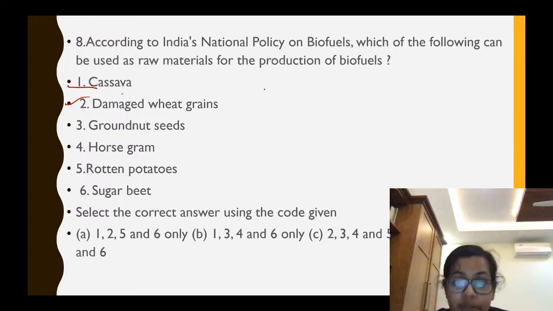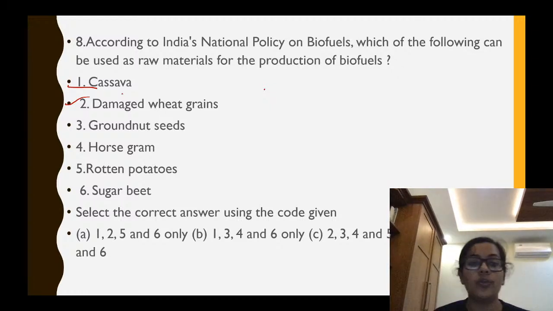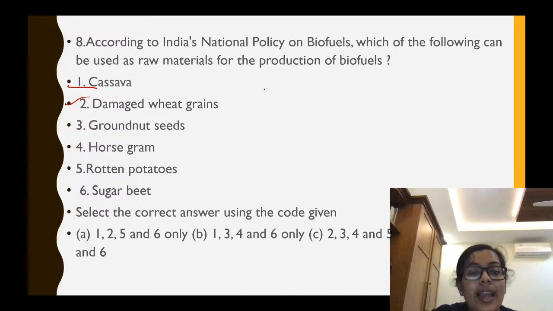The food culture of a country should not be affected. Cassava is a residual, so it will be used. Damaged wheat grains, since they are damaged, can be used. What about groundnut and horse gram? Simply eliminate them. So what is the crux of the National Biofuel Policy?